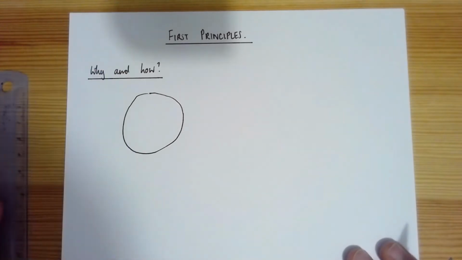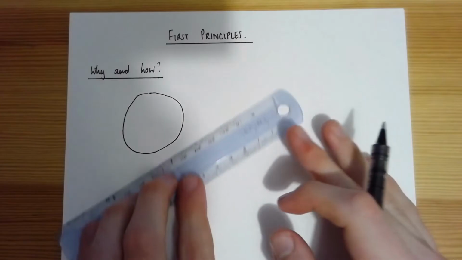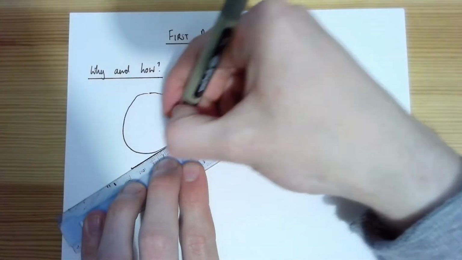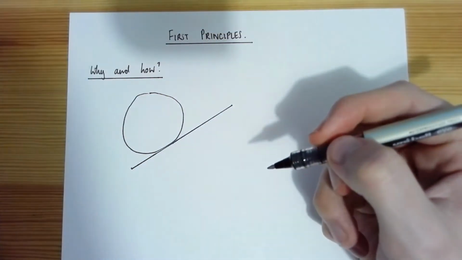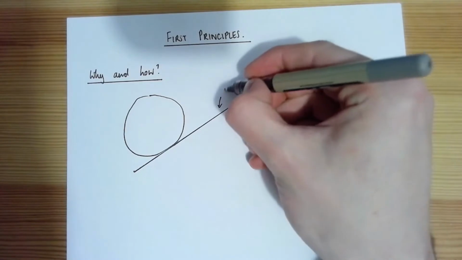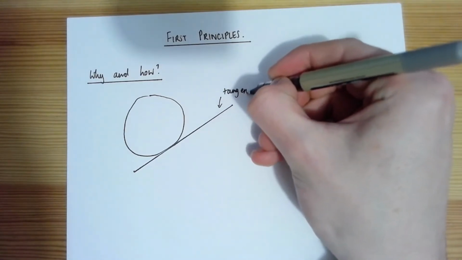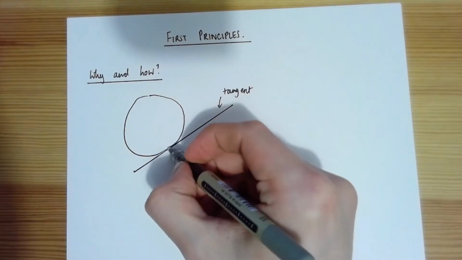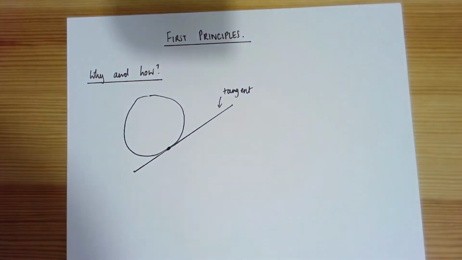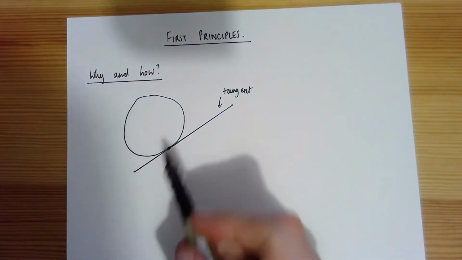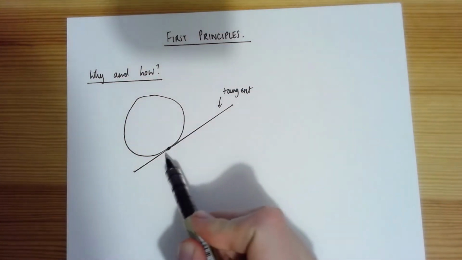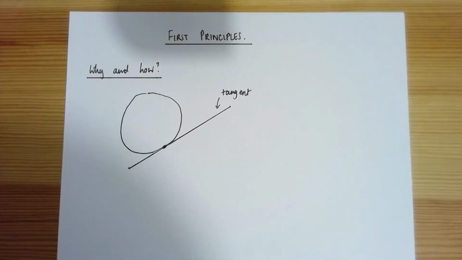First of all, I'm just going to start with a basic circle, okay? If I was to add a line on here that intersects the circle just once, I should hope you know that that's a tangent. Okay, we have one intersection point here at this circle. So there's 1 point, 1 coordinate where the circle and the tangent intersect.